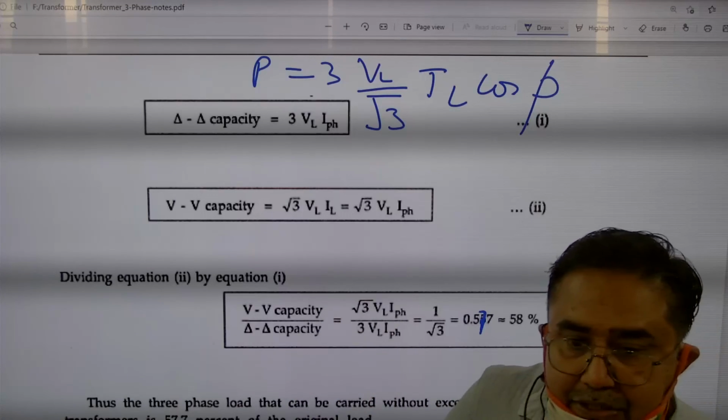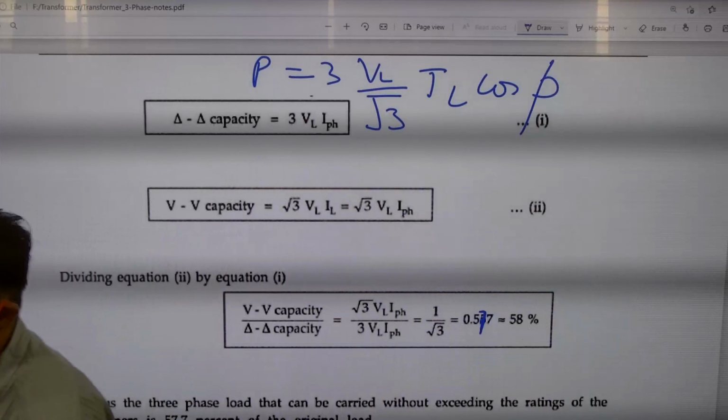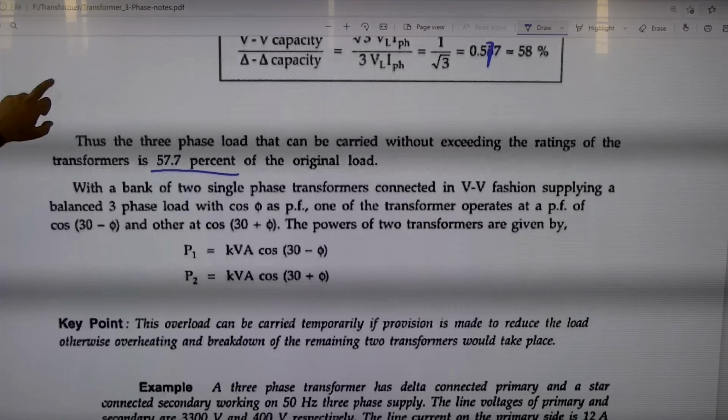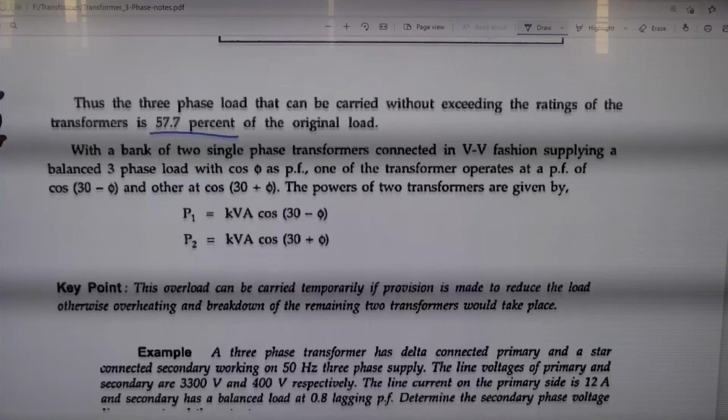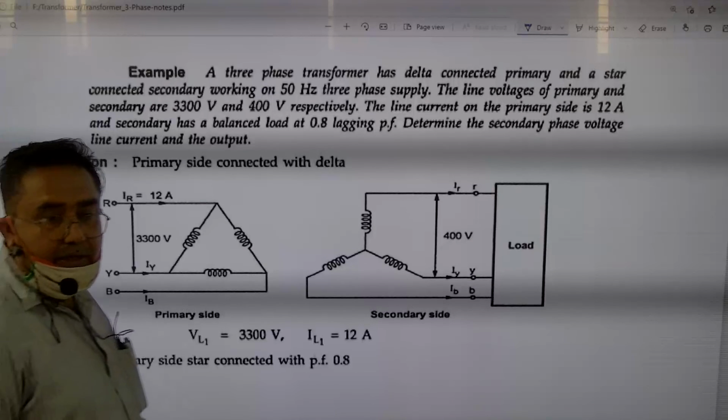So in examination you can be asked to prove that the VV connection operates at a reduced capacity of 58%. You can just do this calculation. Clear? So tomorrow what we will do, we will take numericals of this VV connection, and lastly the Scott connection. Clear?